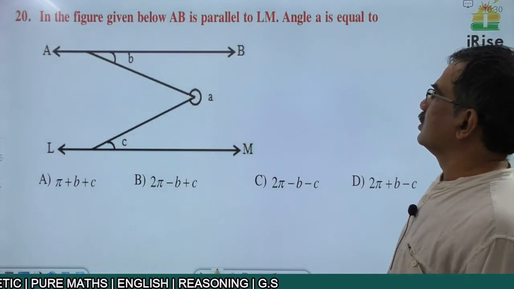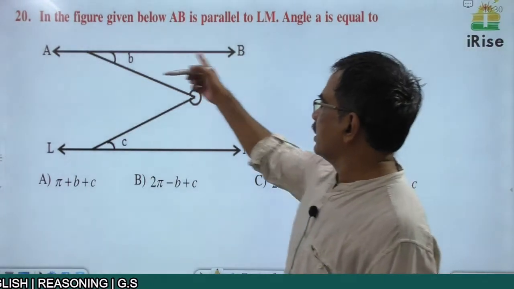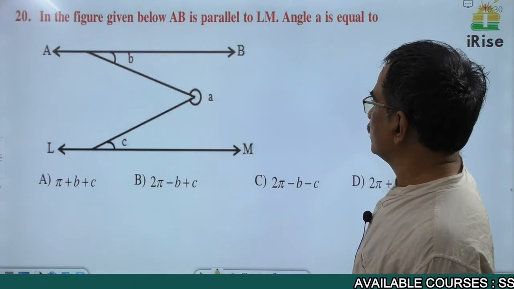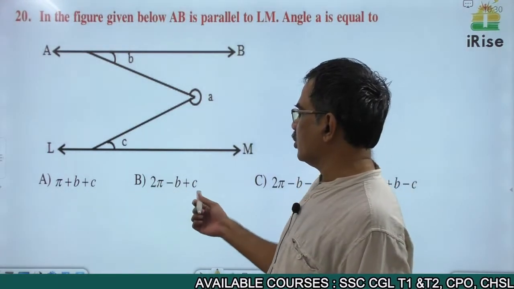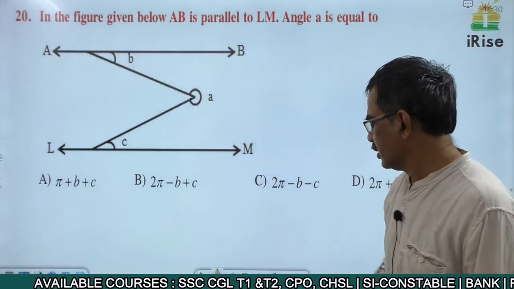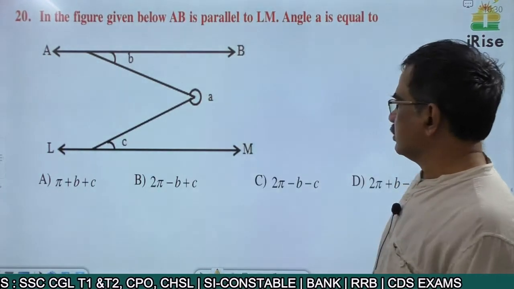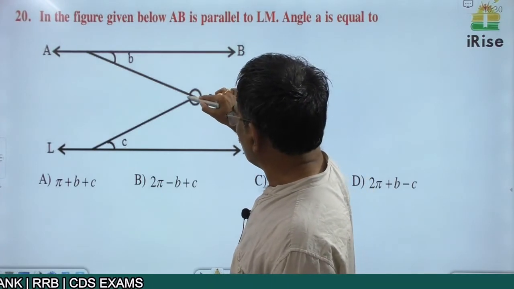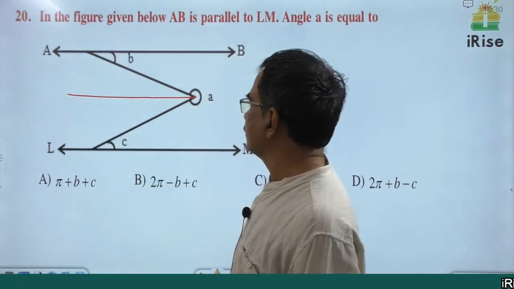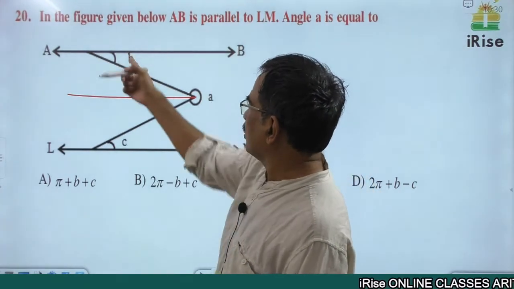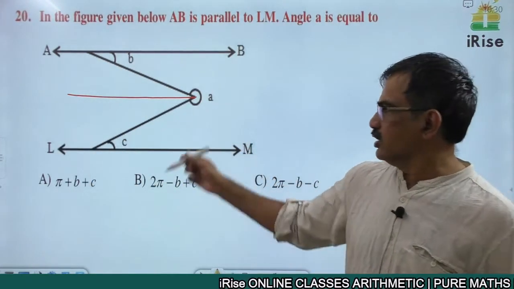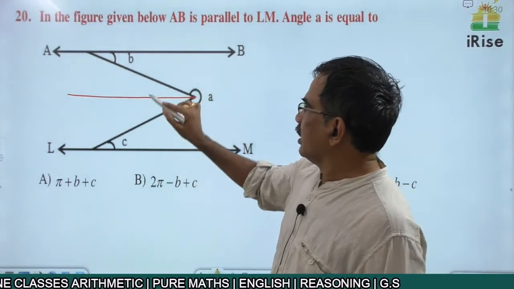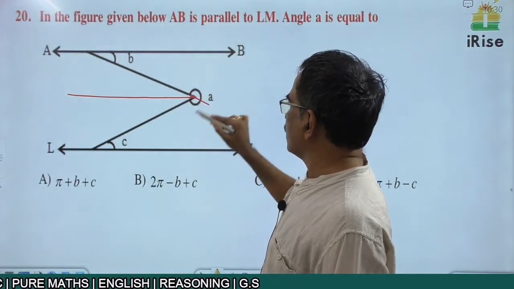In the given figure, AB is parallel to LM, this line is parallel to this line. So what is angle A in terms of B and C? This is the question. To solve this question, already these two are parallel lines. At this point, I want to draw one more line which is parallel to the parallel lines. This line is parallel to this one and this one. One more line drawn parallel to these parallel lines. And let this be an extension.